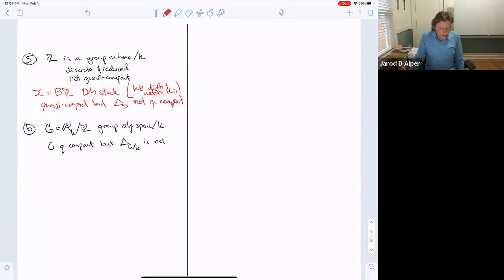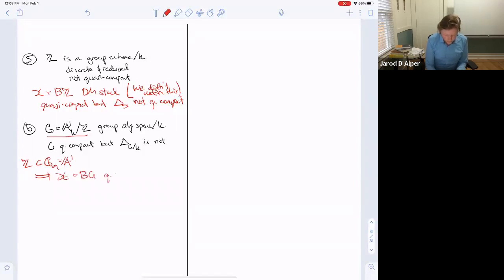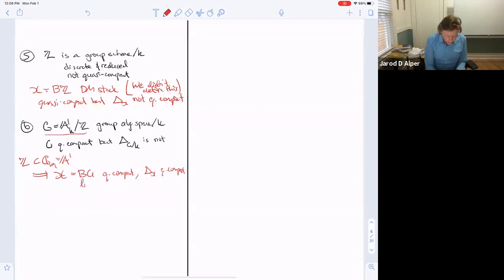So in this example six, you could view Z as a normal subgroup of G_a, and you could take the quotient, thinking of A^1 as the additive group. Well, this is A^1. And in this case, what you get is a quasi-compact group scheme whose diagonal is not. And so therefore, you can form X equals BG. So this is quasi-compact, and also the diagonal is quasi-compact. And this thing is also locally Noetherian, but the diagonal of the diagonal is not quasi-compact.